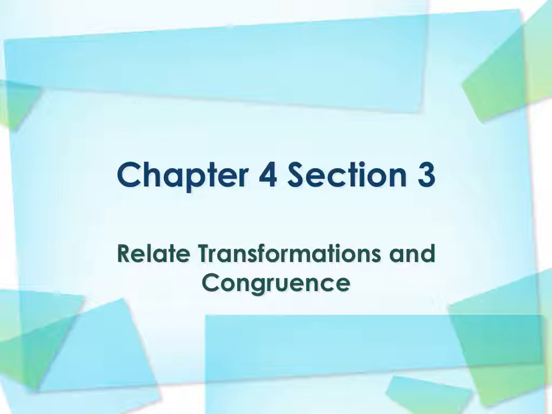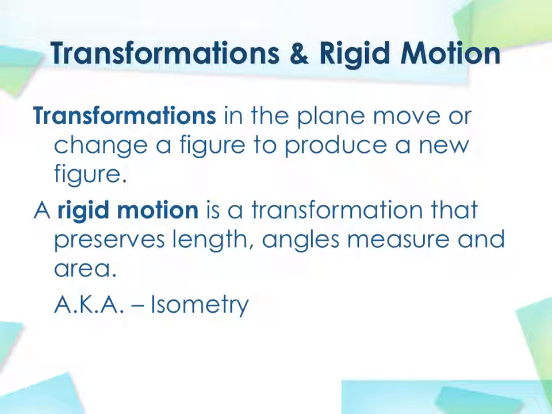Okay, so today we are going to cover section 3. Today is going to be relating transformations and congruence. Now, you've probably seen these transformations in middle school. A transformation is when we move in a plane, we're going to move or change our figure to produce a new figure. A rigid motion is a transformation that is going to preserve length, angle measure, and area.